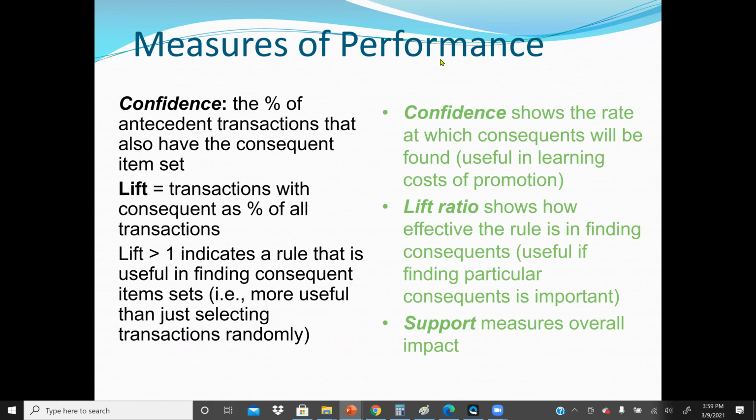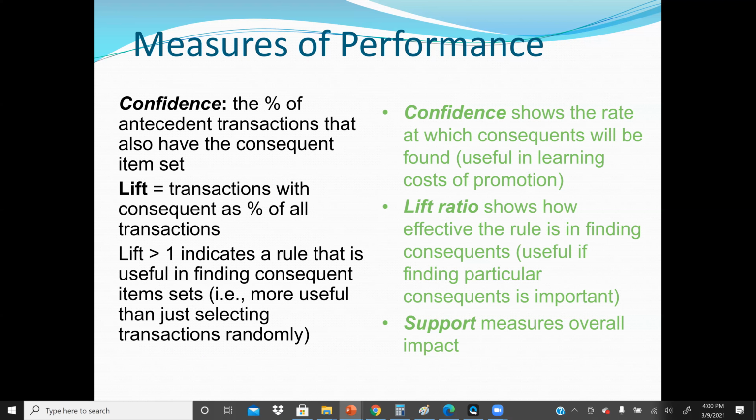So, as the measure of the performance of our association rule, we say the confidence. Again, the confidence is the percent of antecedent transactions that also have the consequent item sets. We're also going to talk about lift. Lift is normally the transactions with the consequent as a percent of all transactions. Normally the lift ratio shows how effective the rule is in finding the consequent. That's useful, as finding a particular consequent is very important.